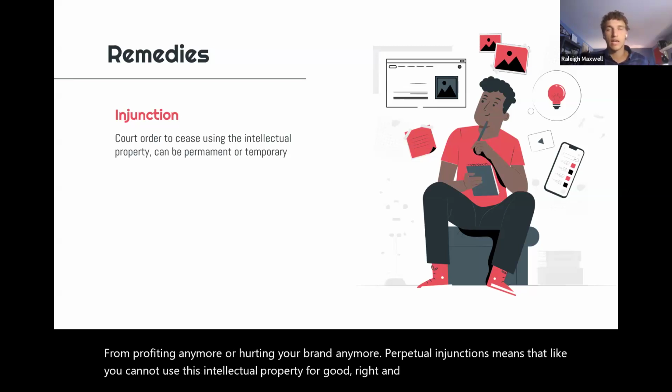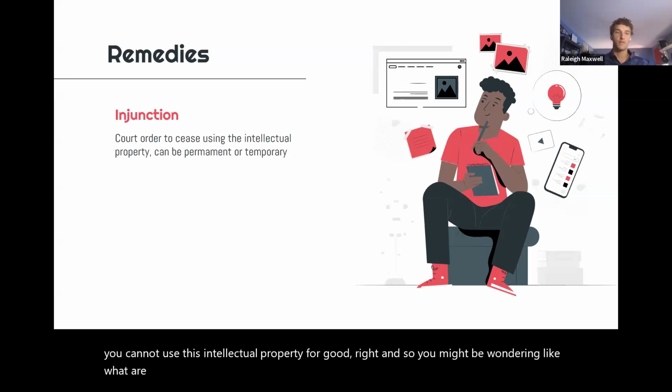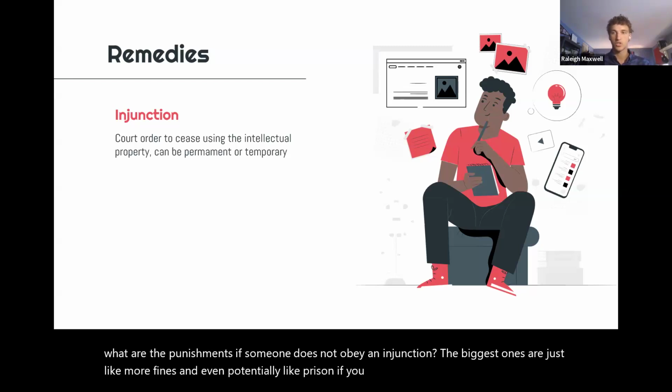And so you might be wondering, what are the punishments if someone does not obey an injunction? The biggest ones are just more fines and even potentially prison if you don't adhere to the injunction.